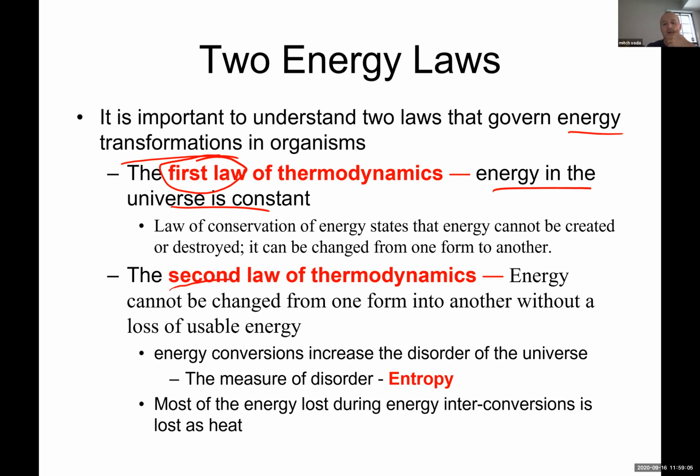The second law of thermodynamics states that energy cannot be changed from one form to another without losing some usable energy. So basically, this refers to efficiency. When energy goes from one form to another, it's not going to be 100% extracted, but you're actually going to lose some. How do we lose some?